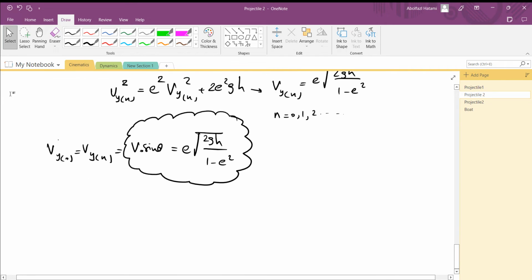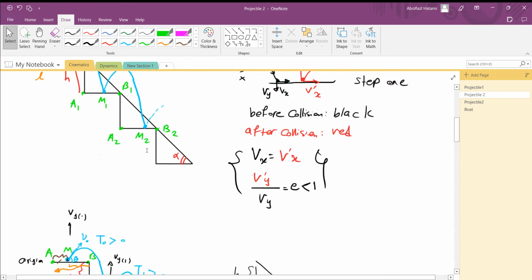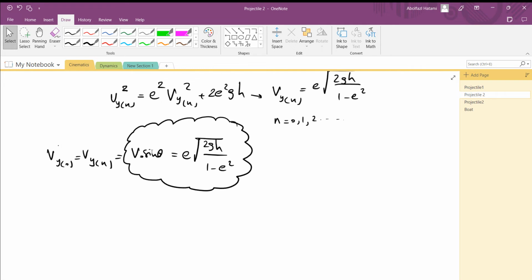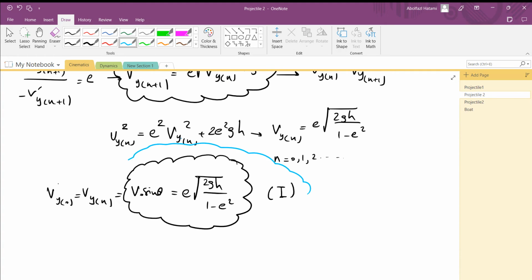So this is actually one of the equations for solving V0 and theta. We should find another equation for V0 and theta to have two unknowns and two equations to solve each of them. So let me call this equation number I. Equation number I is so important. Let me color it with a blue color.